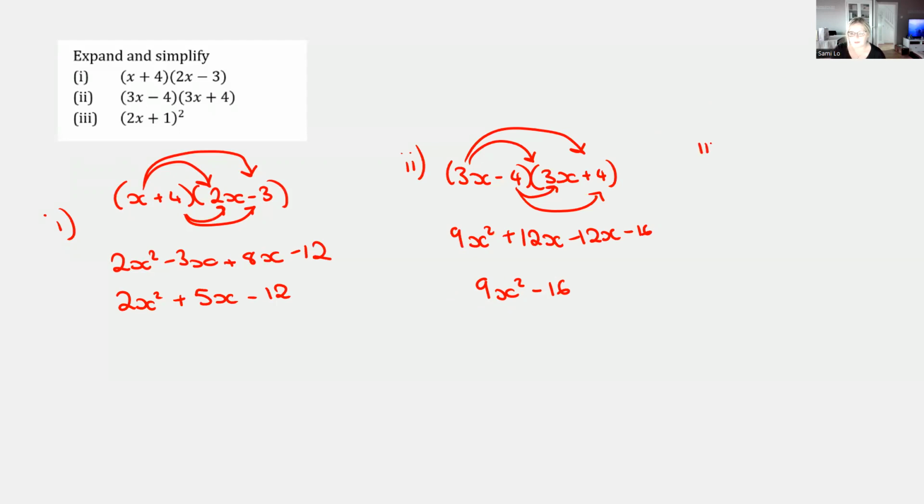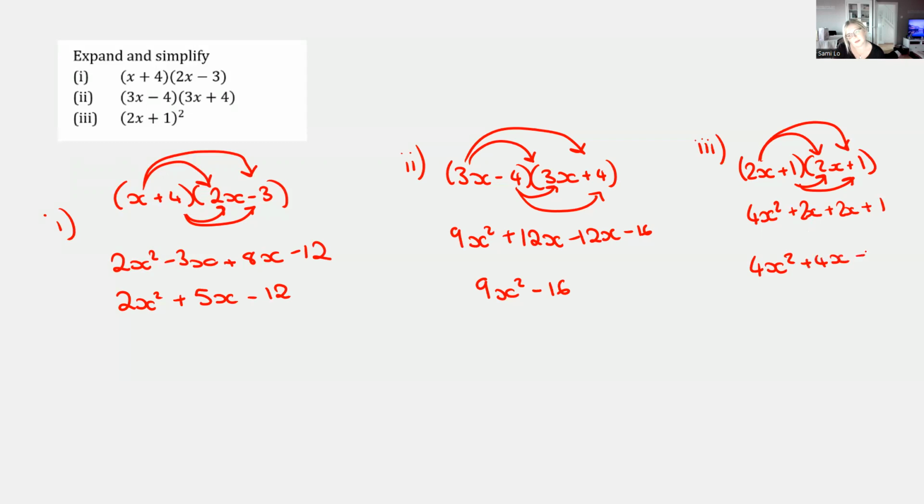And the last question. Whenever we see a scenario like this, remember that it's 2x plus 1 times 2x plus 1. Even though they're only showing you one bracket, it's the same as that bracket being multiplied by itself. And again, just going through it like so. And again, just remembering 1 times 1 is 1. Don't make that mistake at the end. So our final answer there would be 4x squared plus 4x plus 1. So that's the first 3 questions. Double check that you've got those.